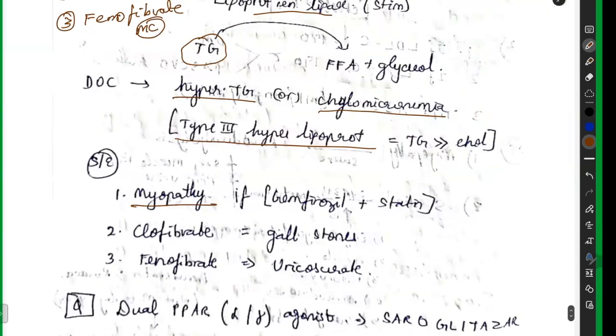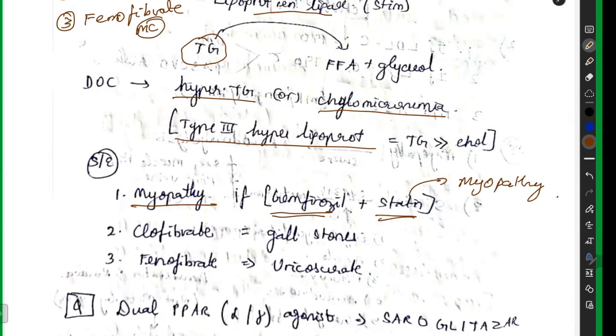So very similar to that of your HMG-CoA reductase inhibitors, you're going to have myopathy. So you should never combine gemfibrozil with a statin, because a statin is also going to cause myopathy and it is going to cause rhabdomyolysis. And your gemfibrozil will also cause myopathy. Therefore, you're not going to combine both.